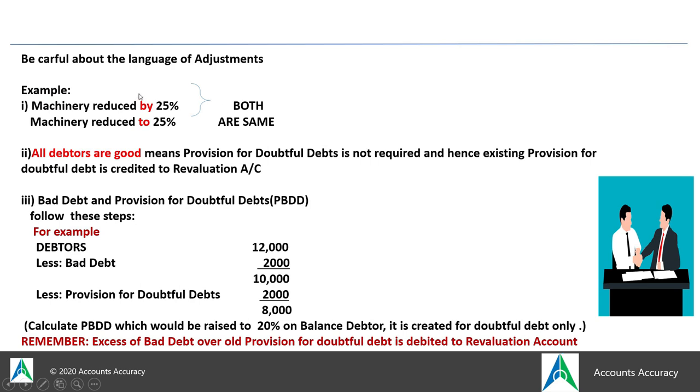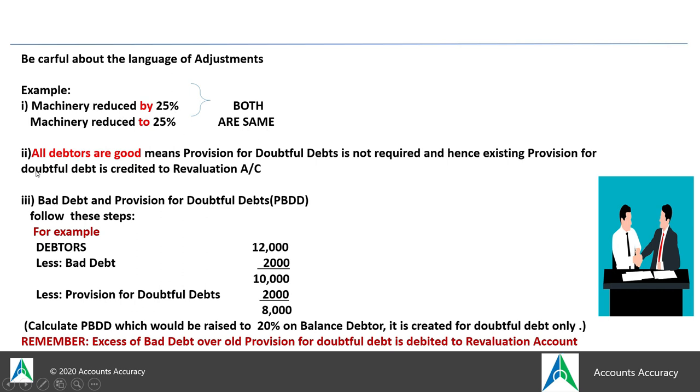Here are a few important things which you should know about the language in adjustments. If you are provided with machinery reduced by 25% or machinery reduced to 25%, both mean the same. That means there is a reduction in the machinery, but it is written by and to. So you have to understand that it's the same thing.